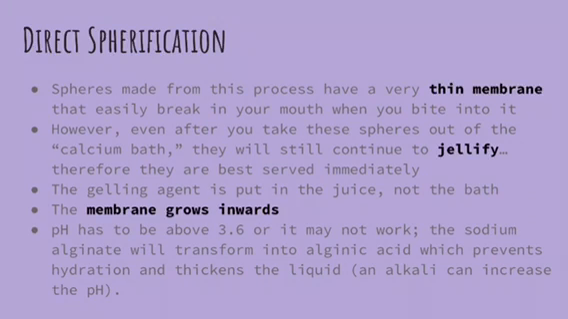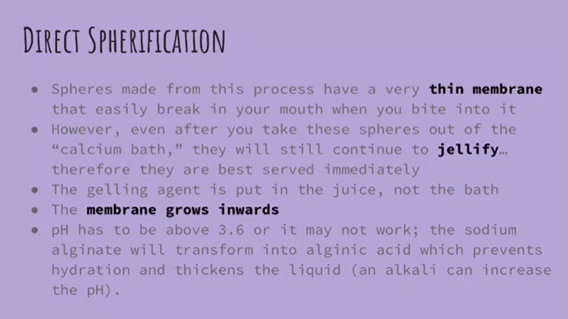One of the big negatives, though, is that even after you take the spheres out of the calcium bath, they will continue to gelify, meaning that the membrane will continue to get larger and larger until the point where there's no juice inside and it's just pure gel. And so because of this, they're best served immediately, so you can't really preserve the spheres. The gelling agent in this process is in the juice and not the bath, so the alginate will be in the juice. And in this process, the membrane goes inward, so once again, as time goes on, the membrane will continue to get larger and larger from within.